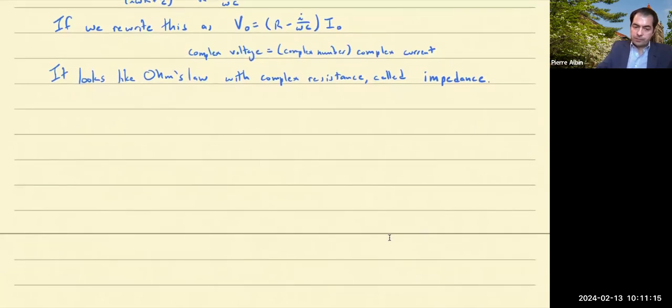Okay, so note that here R, omega, and C are constants, which we're going to assume are positive numbers. And so the impedance is in the fourth quadrant.